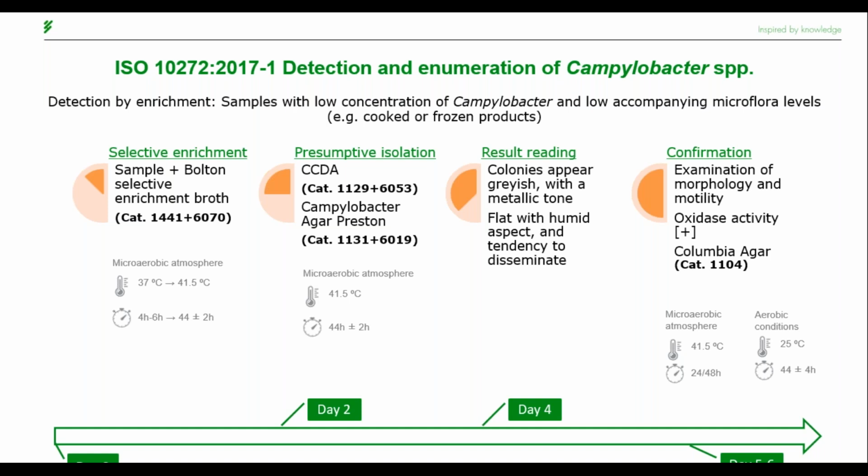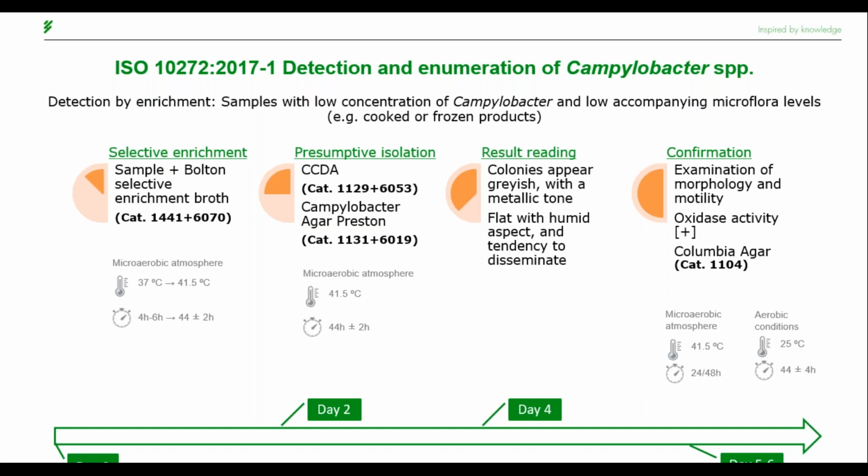First, we will discuss the detection procedure by enrichment in samples with low numbers of Campylobacter and low level of background microflora, and also perhaps with stress Campylobacter, for example, in cooked or frozen products. Starting with the selective enrichment, 10 grams or milliliters of the sample are added to 90 milliliters of a liquid enrichment medium, the Bolton selective enrichment broth. The incubation conditions are at 37 degrees Celsius in a microaerobic atmosphere for 4 to 6 hours, and then at 41.5 degrees Celsius for 44 hours.